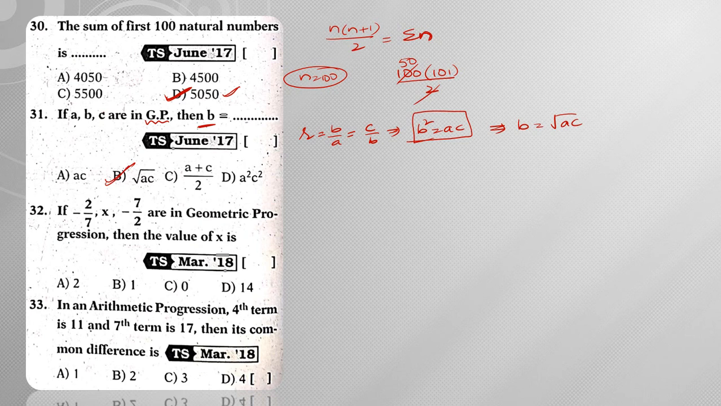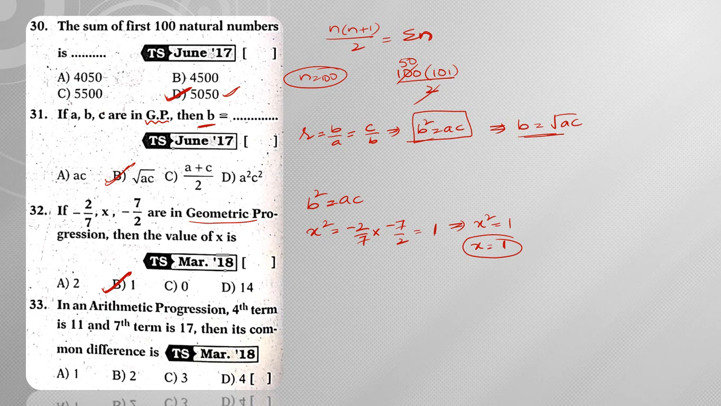Next, if minus 2 by 7, x, minus 7 by 2 are in geometric progression. Geometric progression means we already have the relation: b square is equal to ac. Now substitute the values. x square is equal to, what is the value of a? The a value is minus 2 by 7 into c value minus 7 by 2. When I simplify, this is equal to 1. So when x square is equal to 1, x is equal to plus or minus 1. But here minus 1 is not given, hence the option will be plus 1.